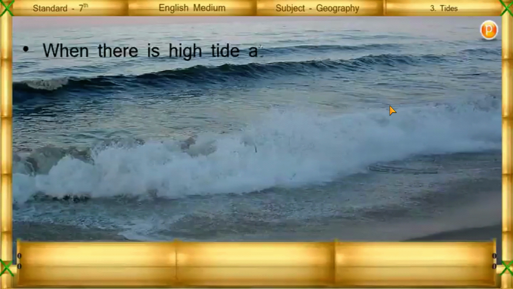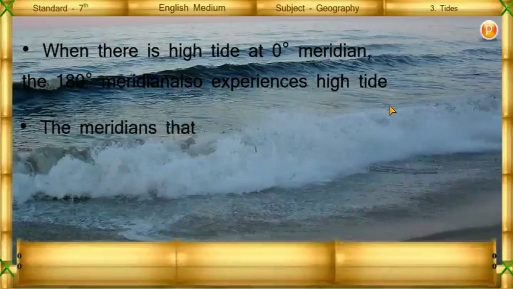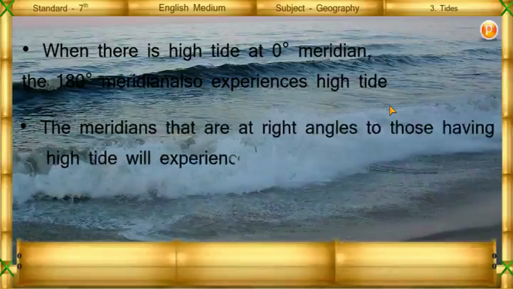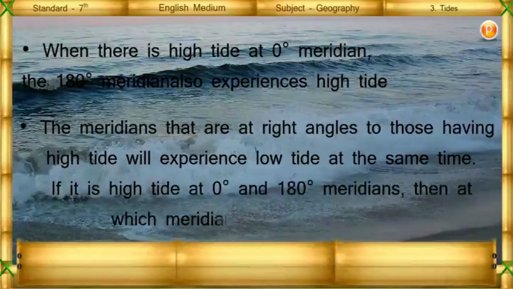When there is high tide at 0 degrees meridian, the 180 degrees meridian also experiences high tide. The meridians that are at right angles to those having high tide will experience low tide at the same time. If it is high tide at 0 degrees and 180 degrees meridians, then at which meridians will low tides occur?